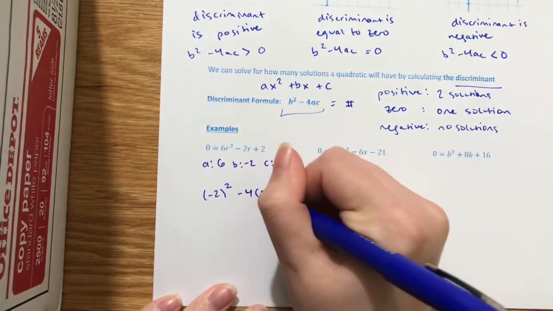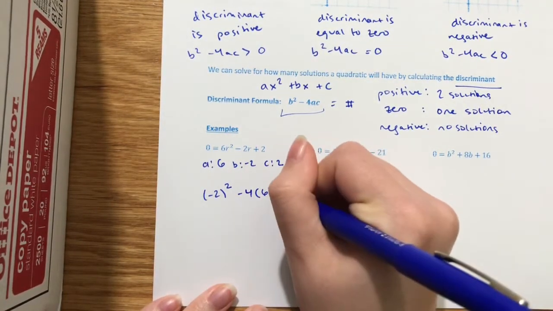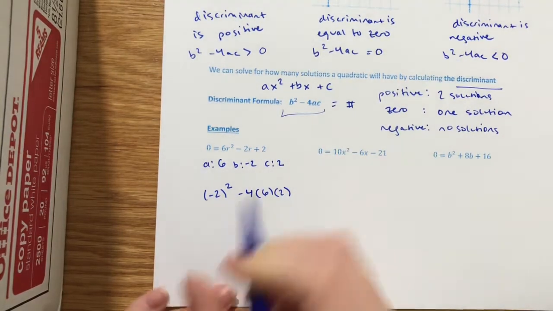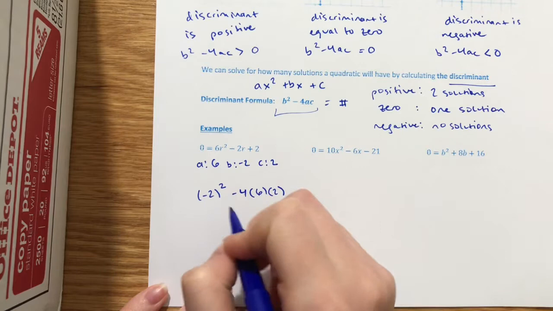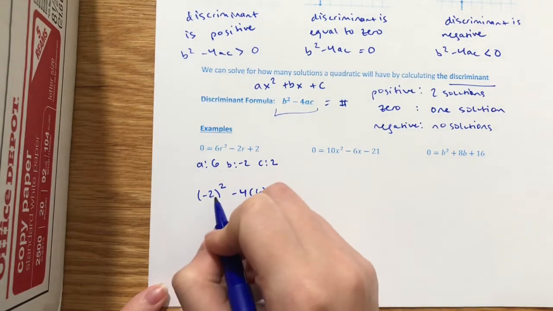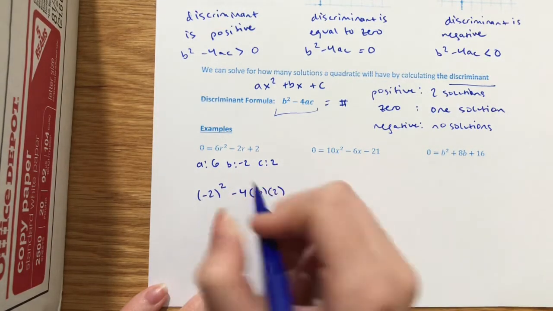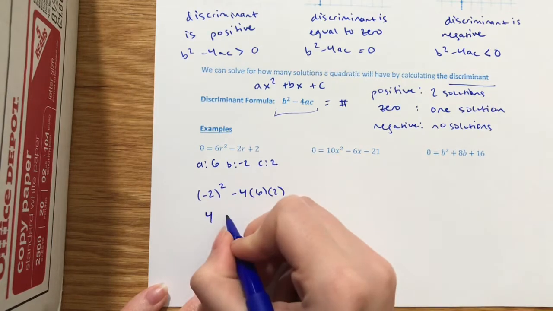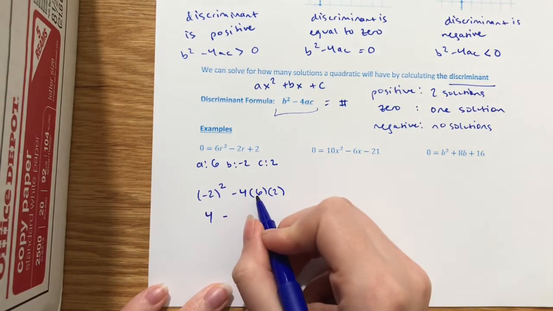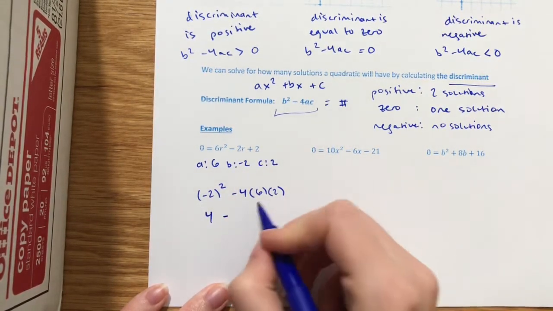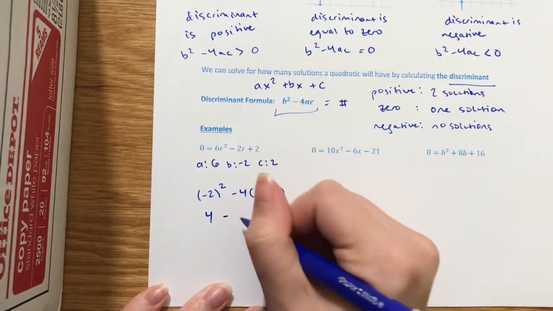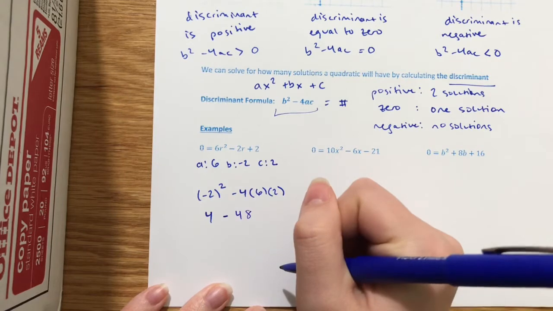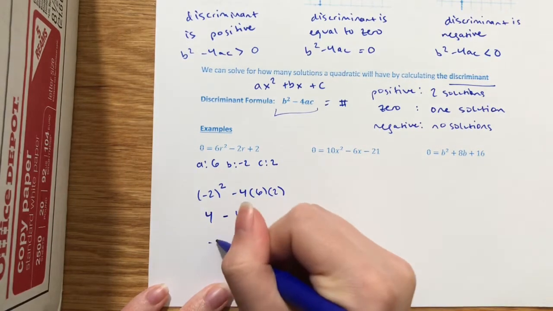Minus 4, and then A is 6, C is 2. So you can simplify this by hand, or you can use Desmos. So I'm just going to go ahead and do this by hand real quick. -2 squared is 4, minus 4 times 6 is 24. 24 times 2, 24 plus 24 is 48. So 4 minus 48 would be -44.